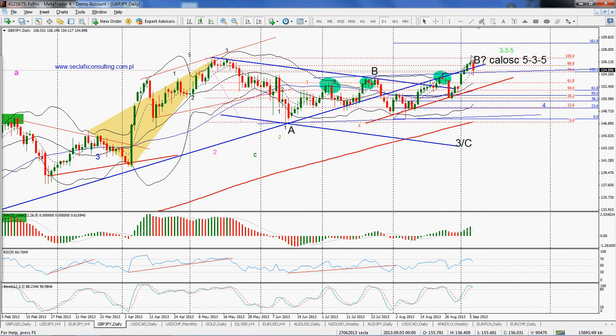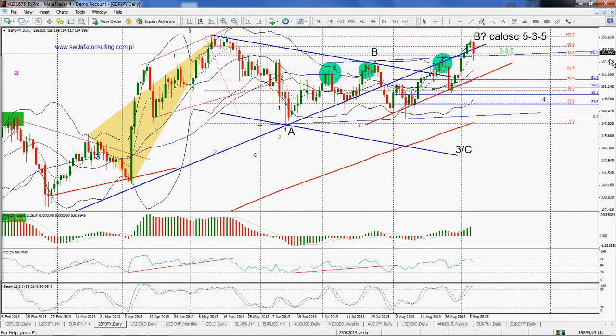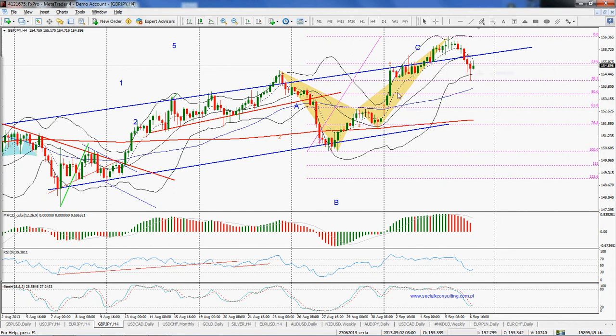We can still have a B line slightly higher here, like 112 or 126.8 Fibonacci retracement for the A wave. So this is still possible. But I think the market reacts to this count like 5-3-5. So it would be a zigzag, and that's the last fifth wave upward.